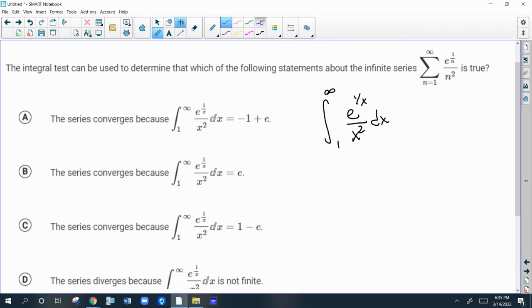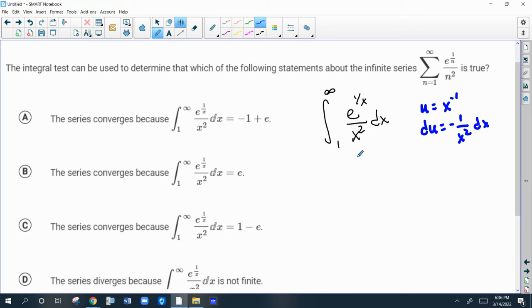So now we have to remember how to integrate this. The best thing would be if we can integrate e to the u. In other words, let u be 1 over x. And if we do let u be 1 over x, you'll see very quickly that 1 over x is x to the negative first. So du would be negative x to the negative second, or negative 1 over x squared dx, which is a great substitution here.